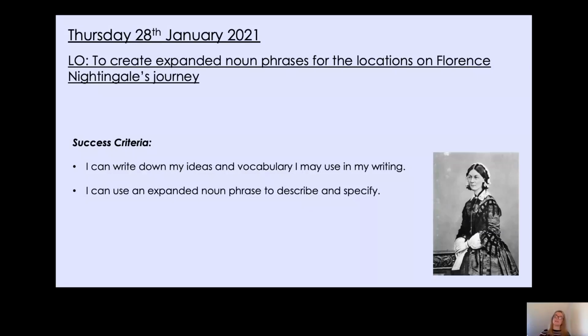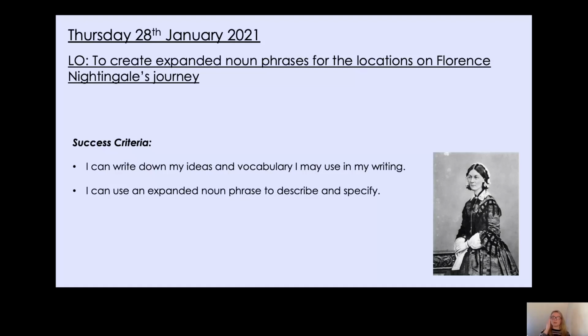Now in our English lesson yesterday, we looked at adverbs of time, didn't we? And we used them to help us sequence Florence Nightingale's journey to Scutari and what happened as well when she arrived. Now today we're going to be looking at expanded noun phrases again, like we did for our bubble story, but this time we're going to be using them to describe the locations on Florence Nightingale's journey, and in particular, the hospital in Scutari when she first arrived.